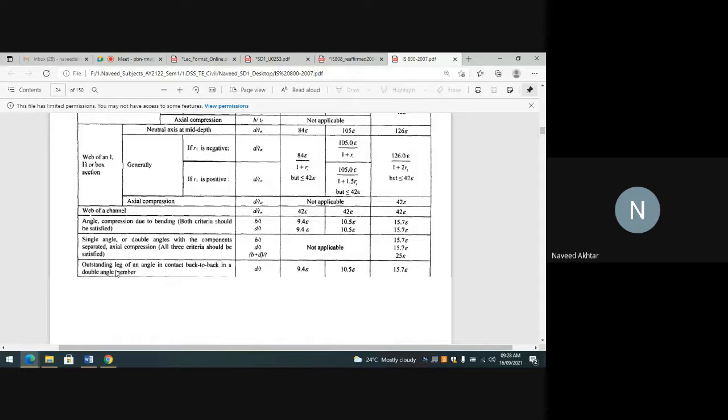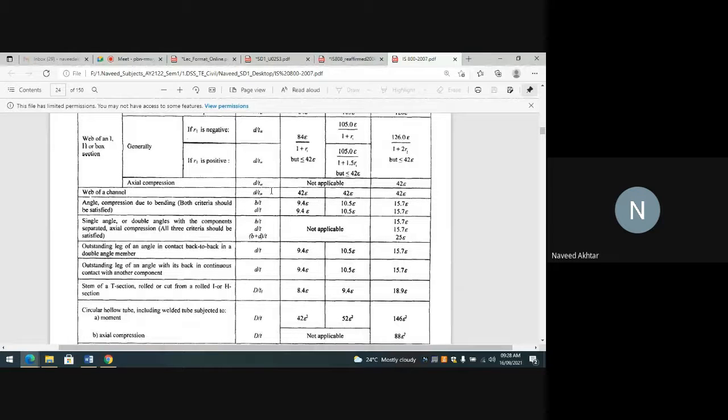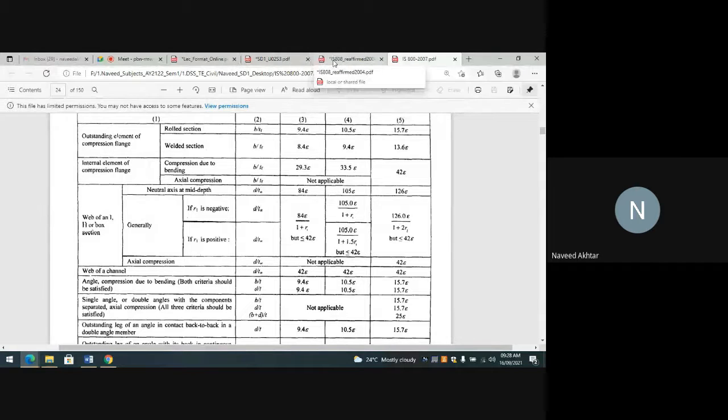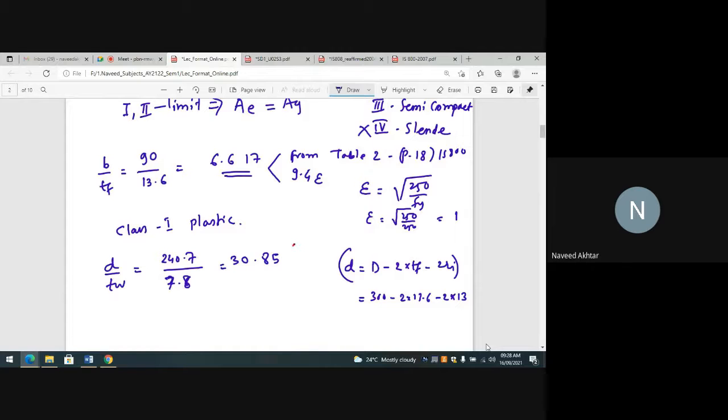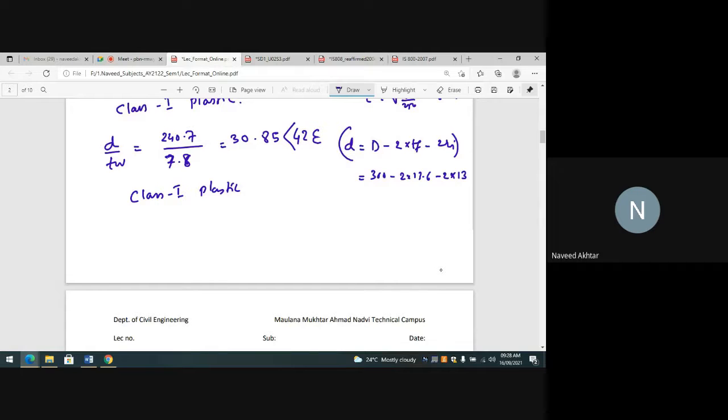So for the channel section, when the D by TW ratio is less than 42E, it means that this class is semi-compact or plastic. Okay. So only one criterion is there for the channel section. So this is less than 42 epsilon. It means that the web of the channel section is also plastic. Okay. So class 1, plastic, I will write. And because the flange and web both are plastic, it means that the section is plastic. If the section is class 1 plastic, it means that your AE is equal to AG. So this part is over.